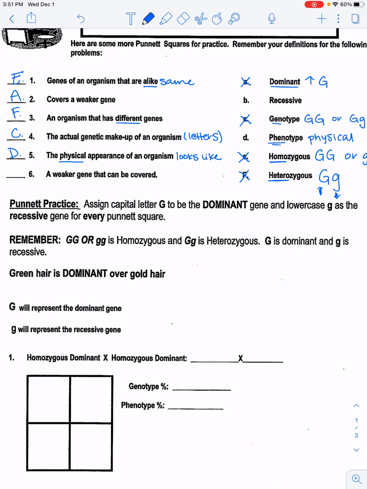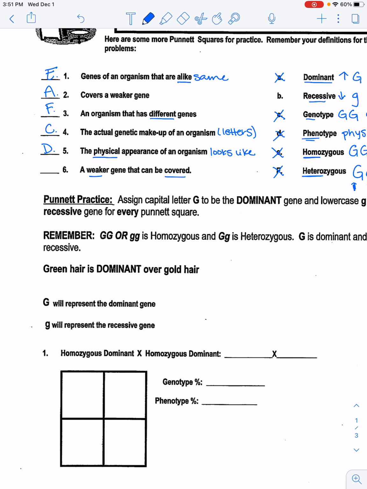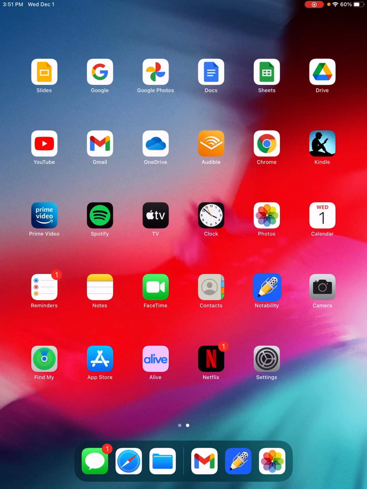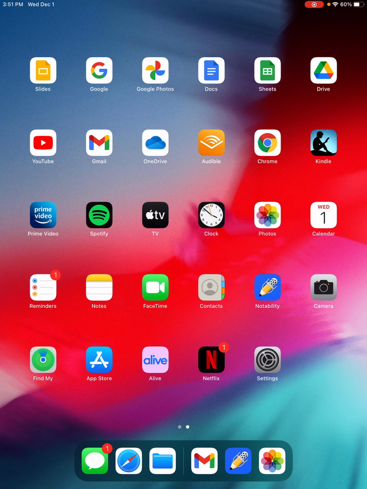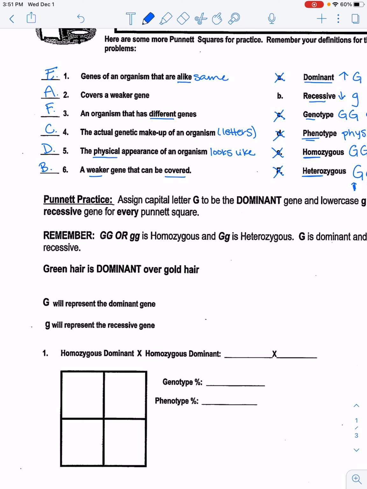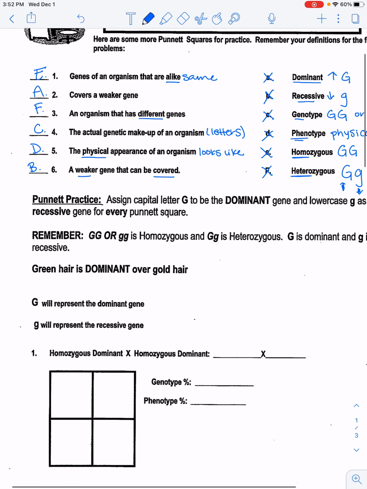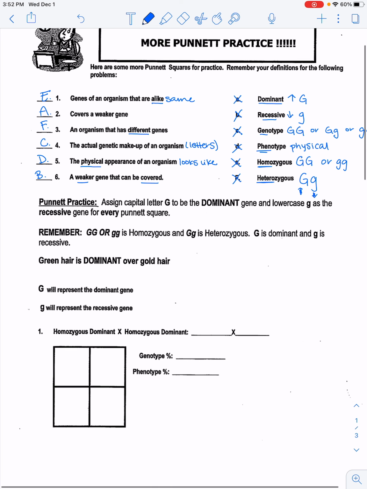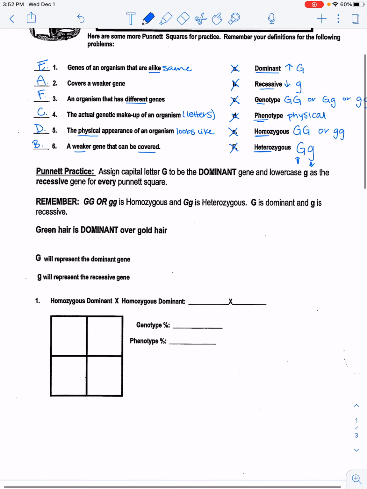And then lastly, the weaker gene that can be covered. That's going to be the recessive, and it's always a lowercase letter, written in this example as little g. So we have all of our information here. Next, we are going to go down and look at some Punnett squares.